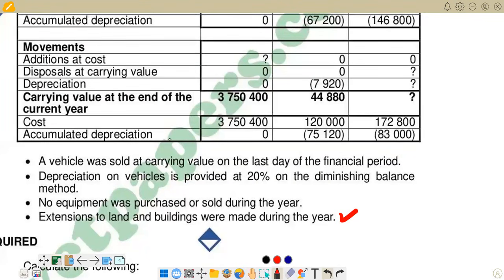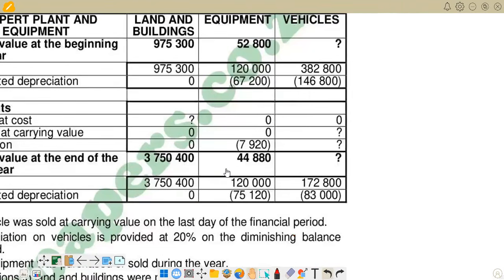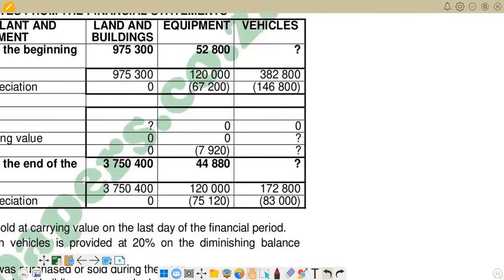So we are just going to subtract the balance we had at the beginning from the balance we have at the end to find that one. So this one is 3.1.1. If you see 3.1.1, it's asking us to calculate the purchase. So we are saying it's only on land and buildings. So we are going to say this figure minus this figure. So basically we are going to say 975,000. Sorry, we can start with the bigger figure there.